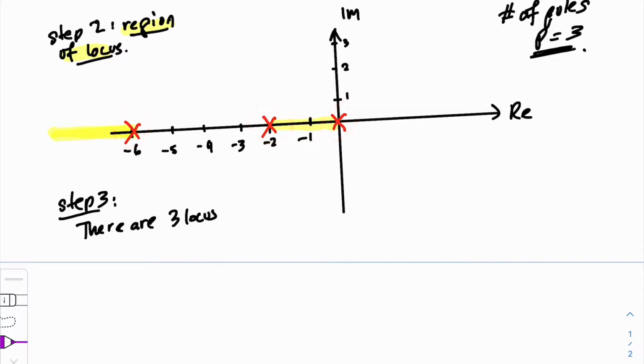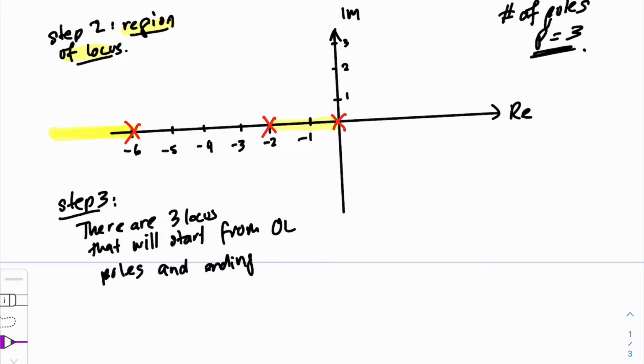If I have, let's say, 1 0, that means I have 1 pole that will go to the 0 and the other 2 will go to plus minus infinity. Or if I have 2 0, then there will be 2 locus that will end at the 2 0 and the other one will go to infinity. But because I do not have 0 at all, all 3 locus will start from my open loop poles and end at plus minus infinity, because I don't have any 0. Okay, so these are all going to end at plus minus infinity.